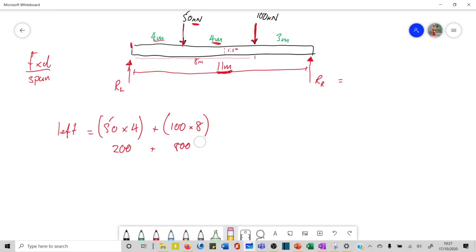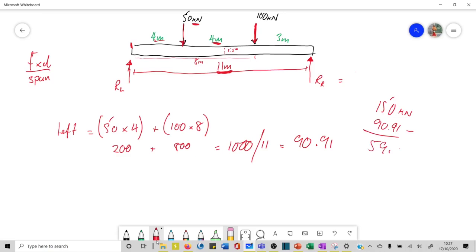And then obviously that equals 1000, and then divide that by 11, which equals 90.91, and then we can say 150 kilonewtons minus 90.91 equals 59.09 kilonewtons. There we go. So that's kind of a logical way to do it, but it's all about the reaction through.